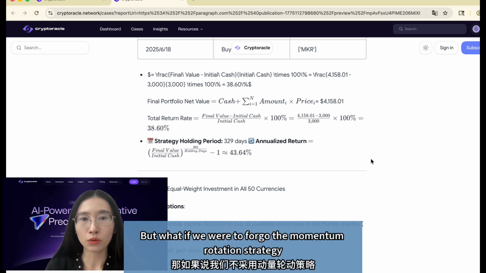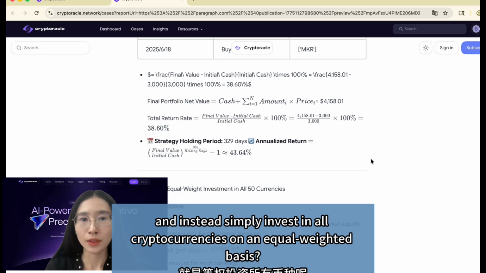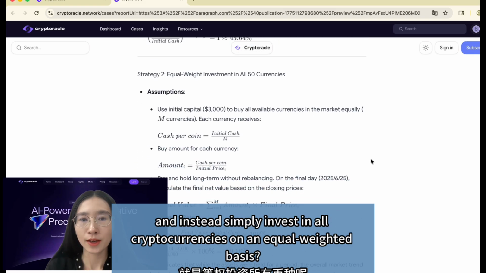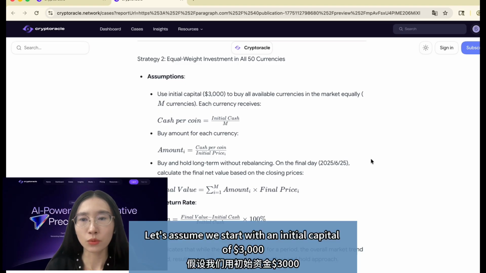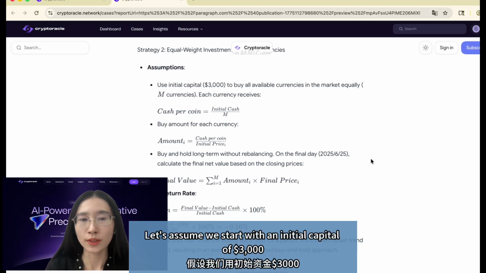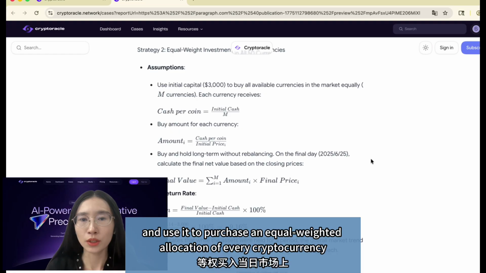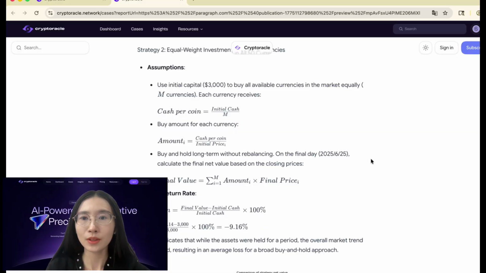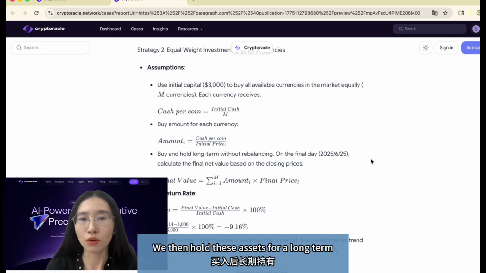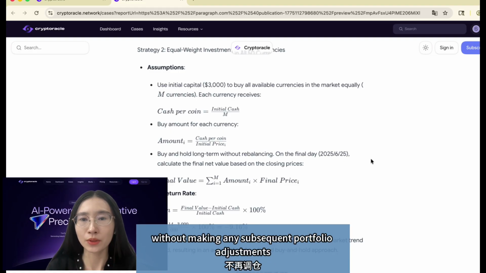But what if we were to forego the momentum rotation strategy and instead simply invest in all cryptocurrencies on an equal weighted basis? Let's assume we start with an initial capital of $3,000 and use it to purchase an equal weighted allocation of every cryptocurrency currently listed with a market price on that day. We then hold these assets for the long term without making any subsequent portfolio adjustments.